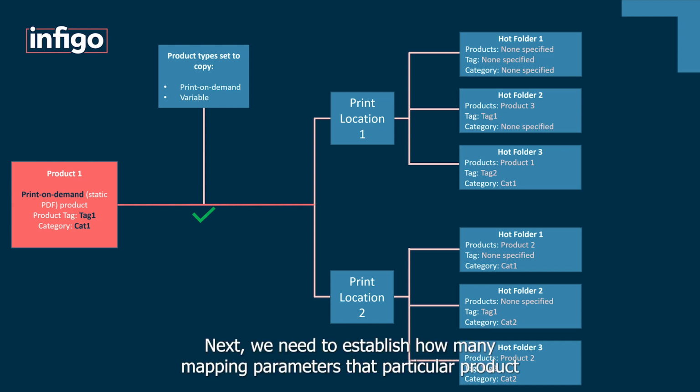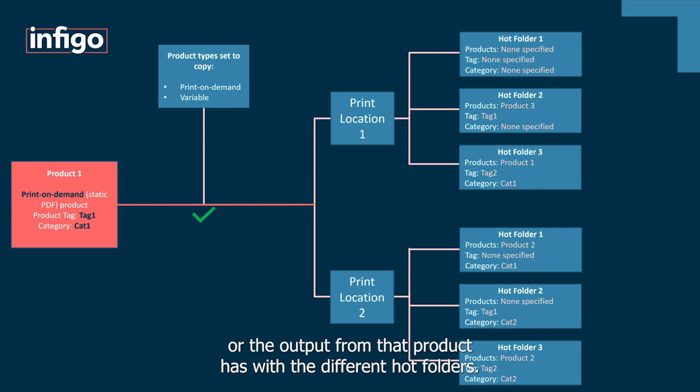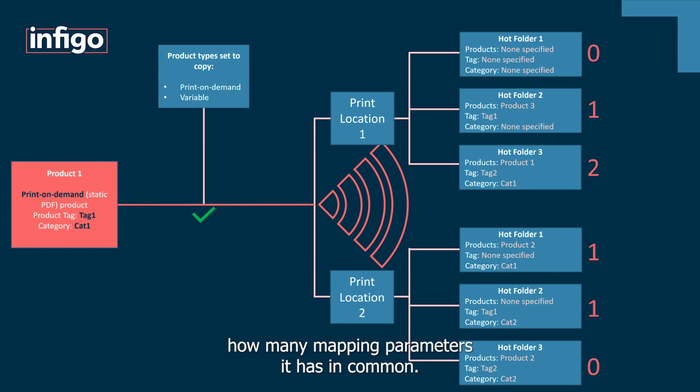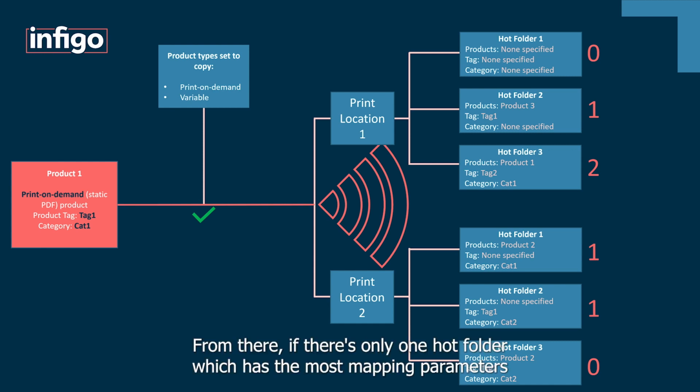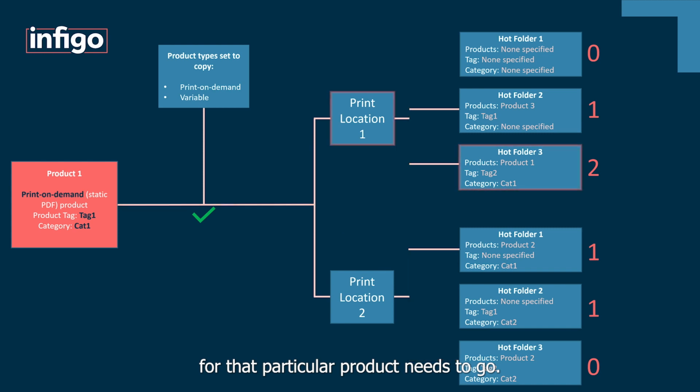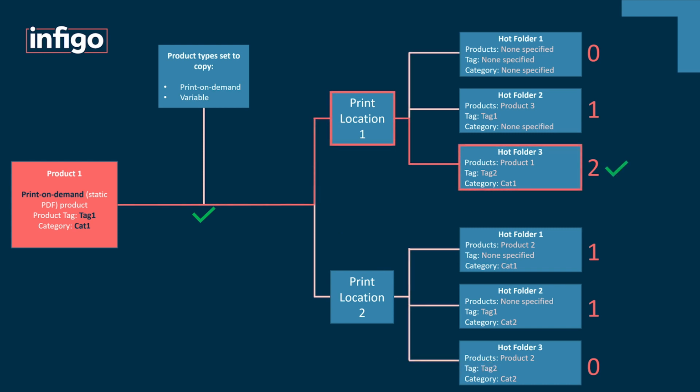Next, we need to establish how many mapping parameters that particular product, or the output from that product, has in common with the different hot folders. We look at all of the different hot folders and see how many mapping parameters each has in common. If only one hot folder has the most mapping parameters in common, then the system knows that's where the output for that product needs to go. In this scenario, product number 1 has gone to print location 1 and hot folder 3.